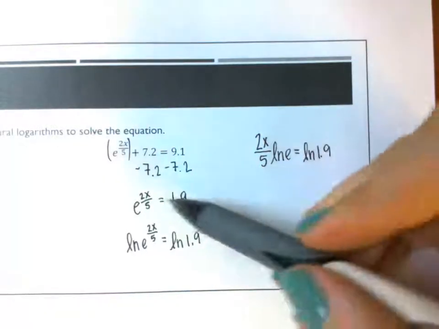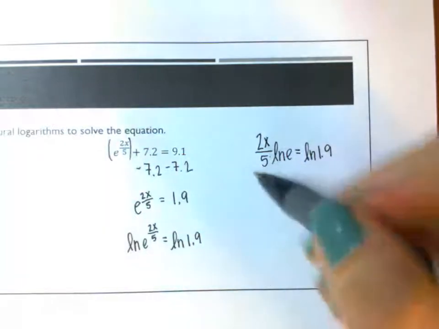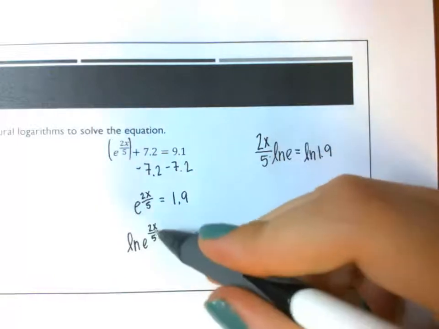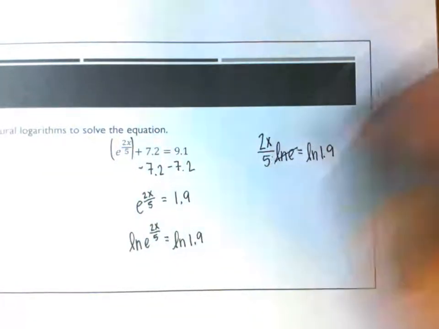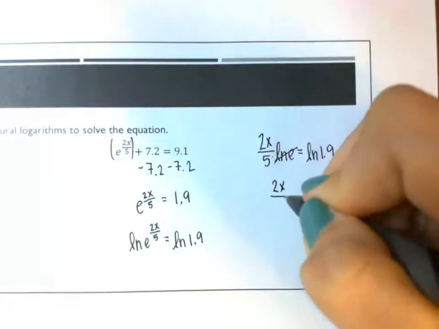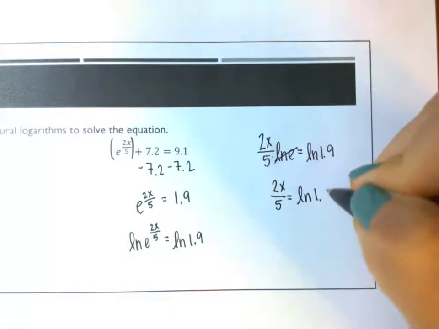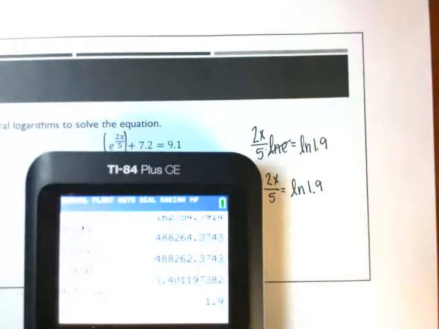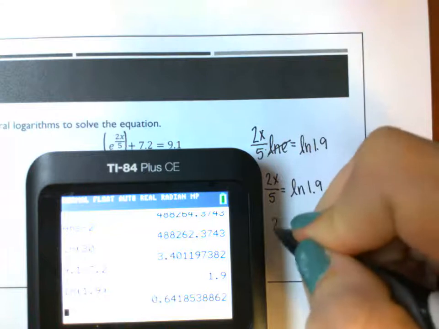If you can recognize that this is going to become this, you can just jump right to that. You don't need to show this step here because we know that we're always going to move that exponent to the front. And then I know that ln of e is going to cancel out. So really, I'm going to end up with this. So I'm going to evaluate ln of 1.9 and get that.